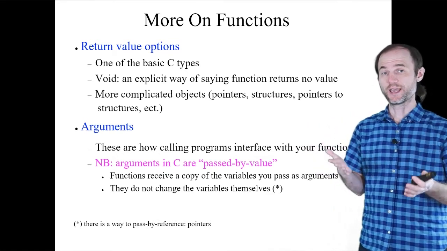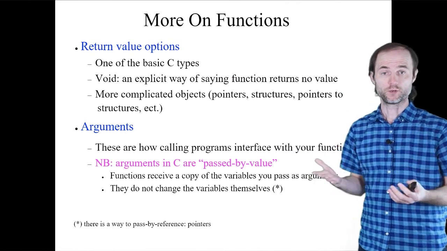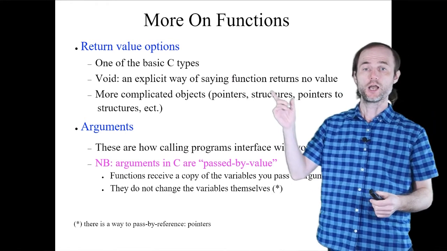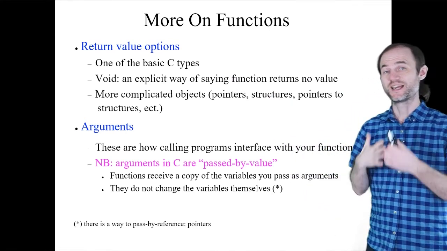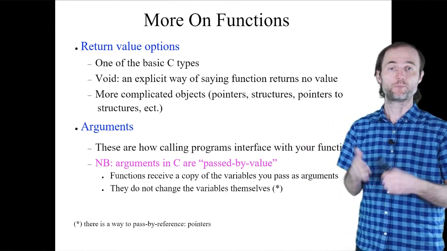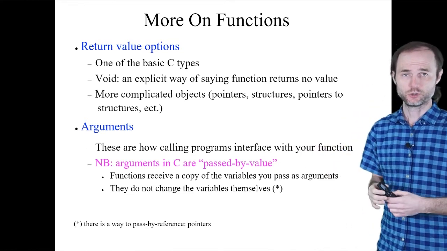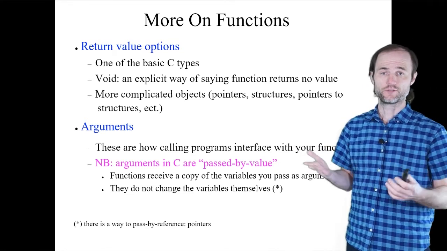Functions can return values, and those could be one of the basic C types, it could be void, like I mentioned, meaning it returns nothing, or it could be a more complicated object. It could be a pointer to a structure, anything you like that you can create a variable for.